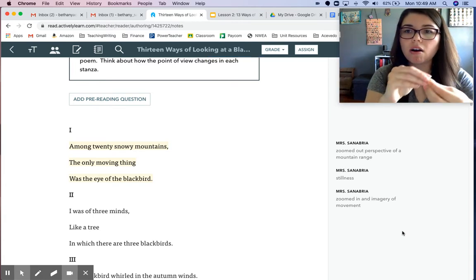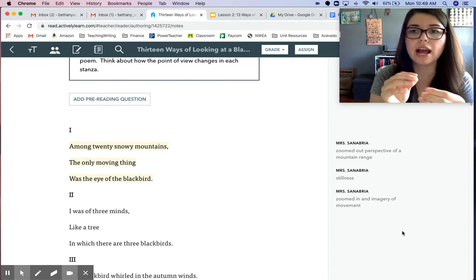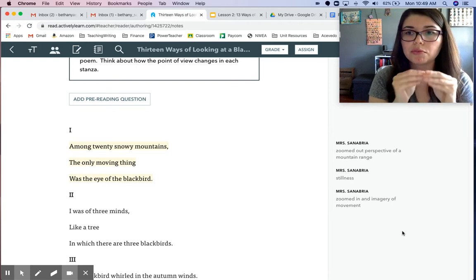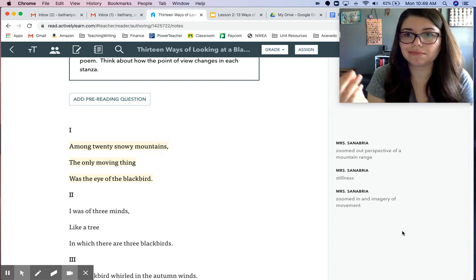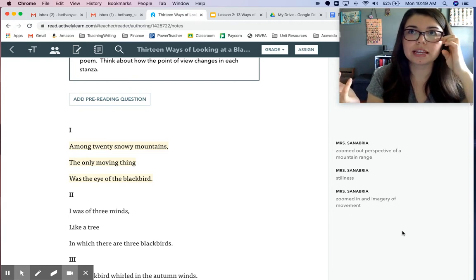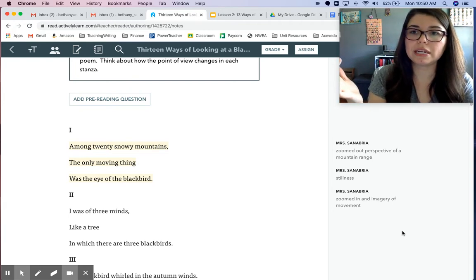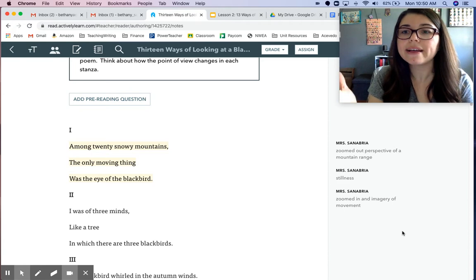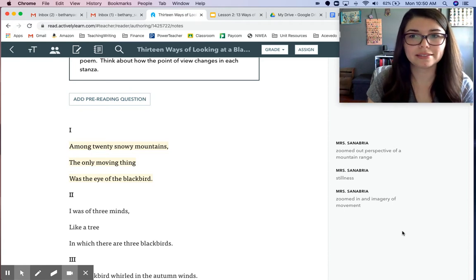We can kind of see already just within one stanza how the author is playing around with perspective and point of view. Now, what does that mean? I don't know. Like, there's a bird in nature, in the mountains, in the snow. I don't think that I can make some big, larger meaning out of just this one little stanza, but let's keep going and see what happens.